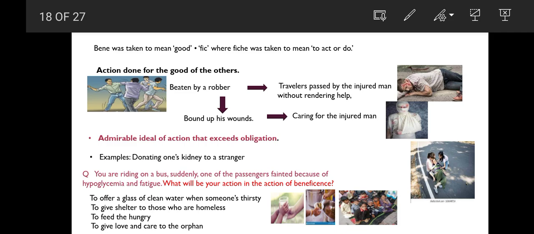So other examples include to offer water to the thirsty, to give shelter to those who are homeless, to feed the hungry, to give love and care to orphans.